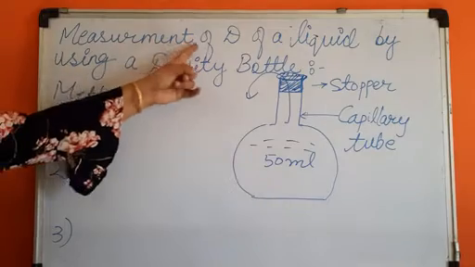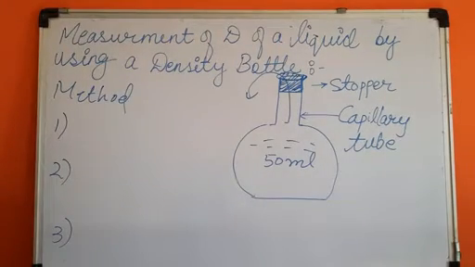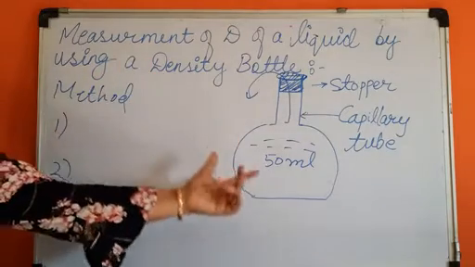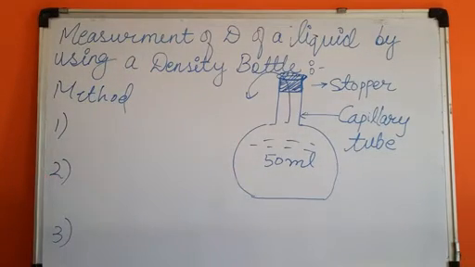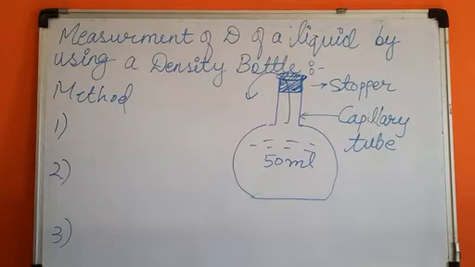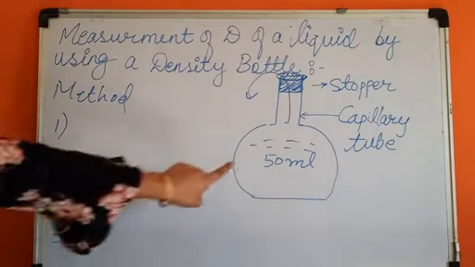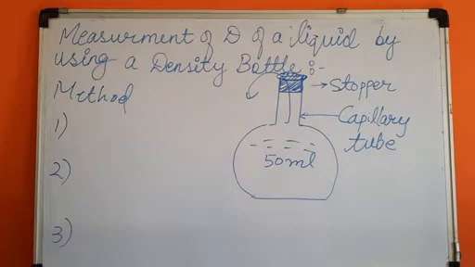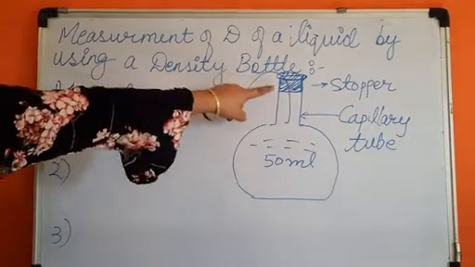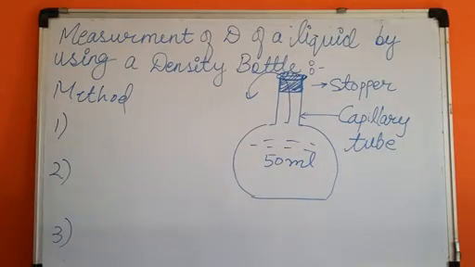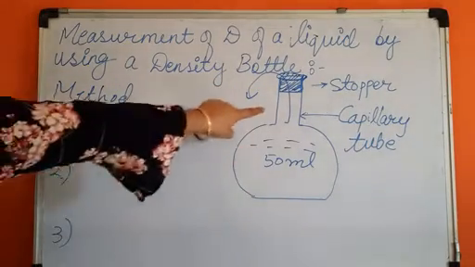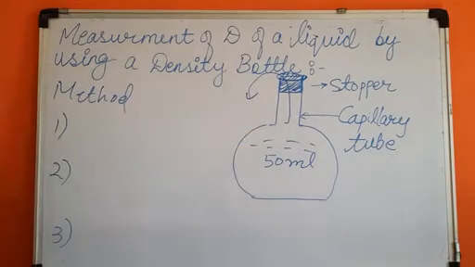Measurement of density of a liquid by using a density bottle. For this, we will use a specially designed density bottle of capacity 50 ml, used for finding the density of liquids. It is a small glass bottle having a close fitting ground glass stopper at its neck. The stopper has a small capillary tube. This is the capillary tube.